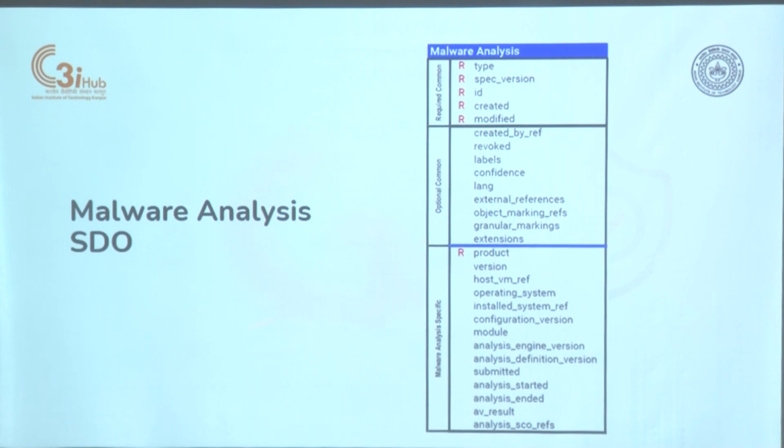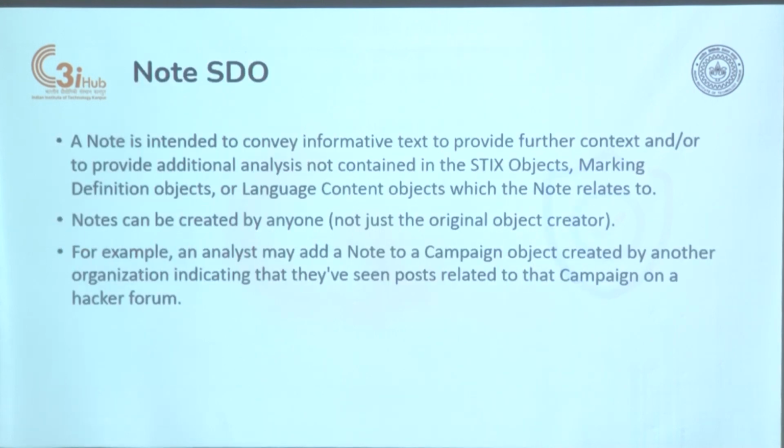So, this is where the malware analysis object comes in. What version, host, VM, like where did you do the analysis, virtual machine, what operating system, installed system configuration, all this analysis related information, what analysis have you done on this malware. Now, when you look at the relationship objects, malware objects may be actually related to the analysis objects through a relationship object.